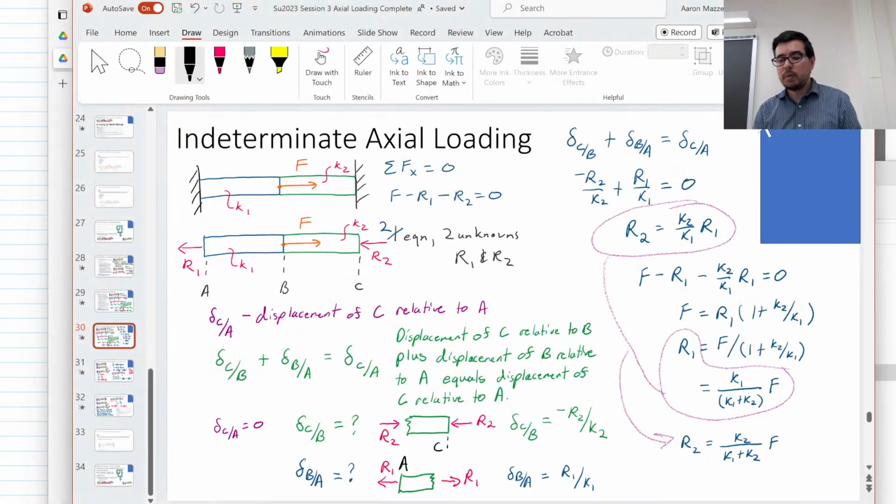Okay, so I just uploaded on the website. There was a slight change here on, I guess it's slide 30 in session 3. It's just a slight thing when you're calculating out the delta B relative to A. The diagram was a little bit misleading. So, thank you, Kayla.